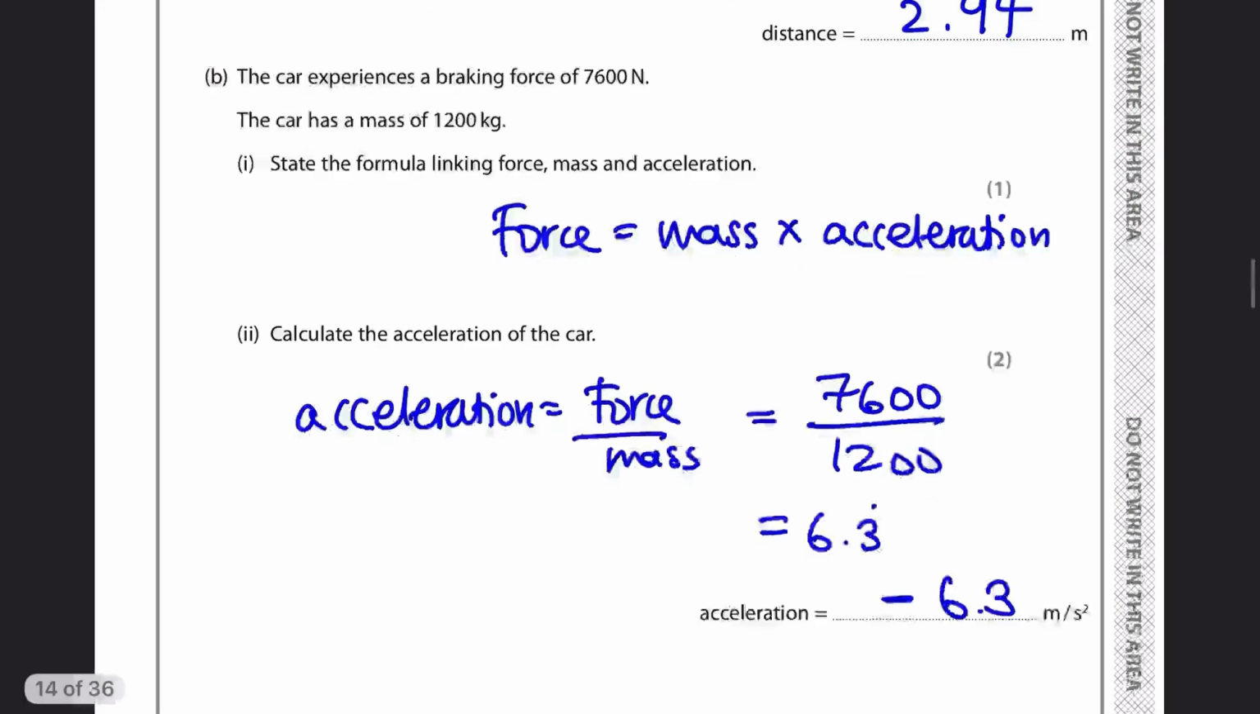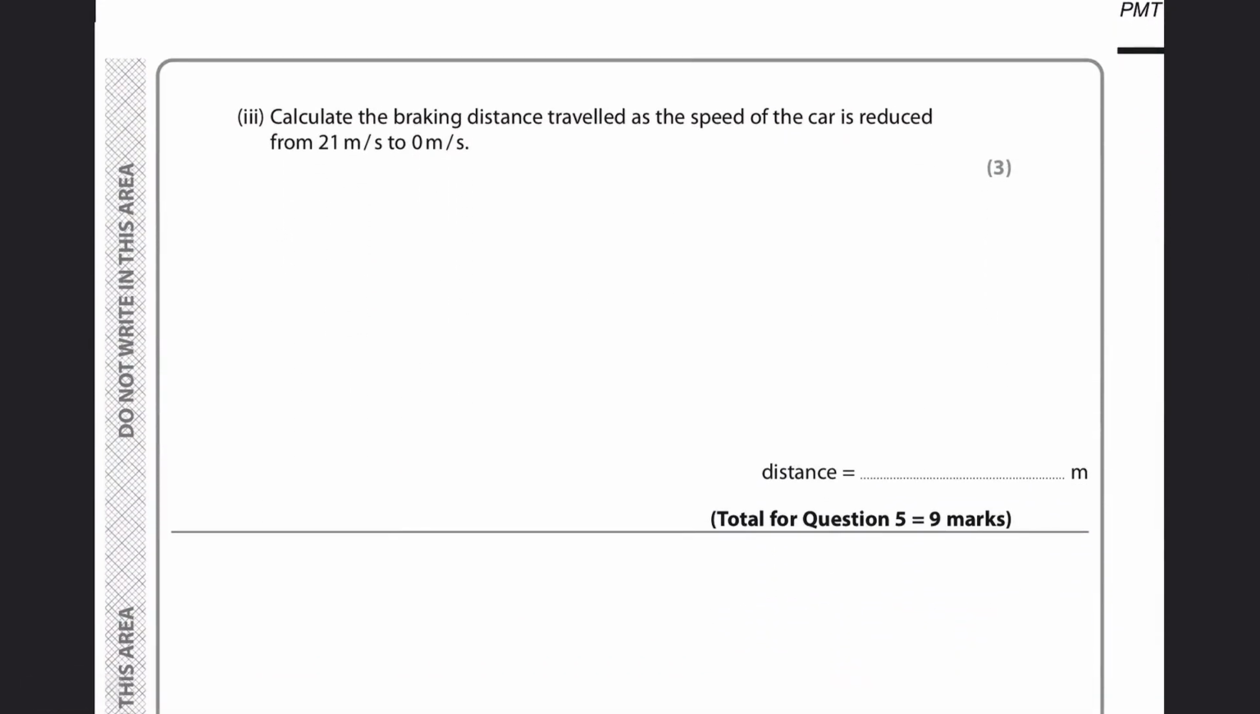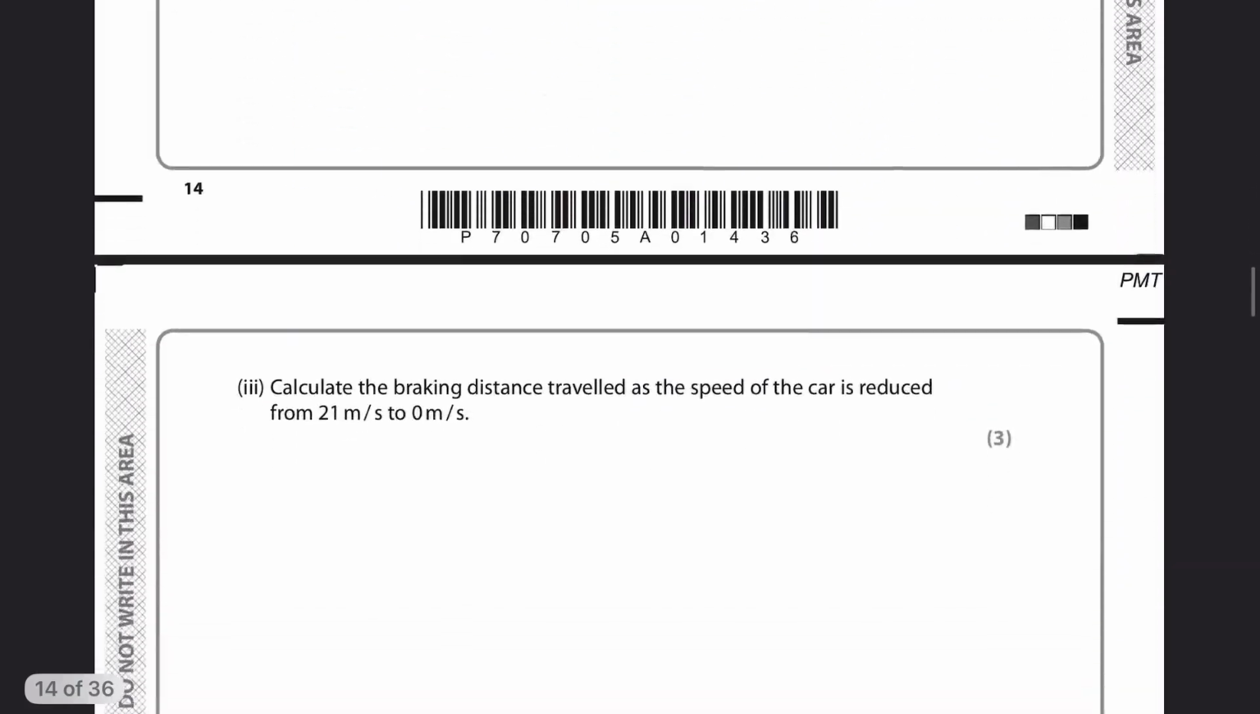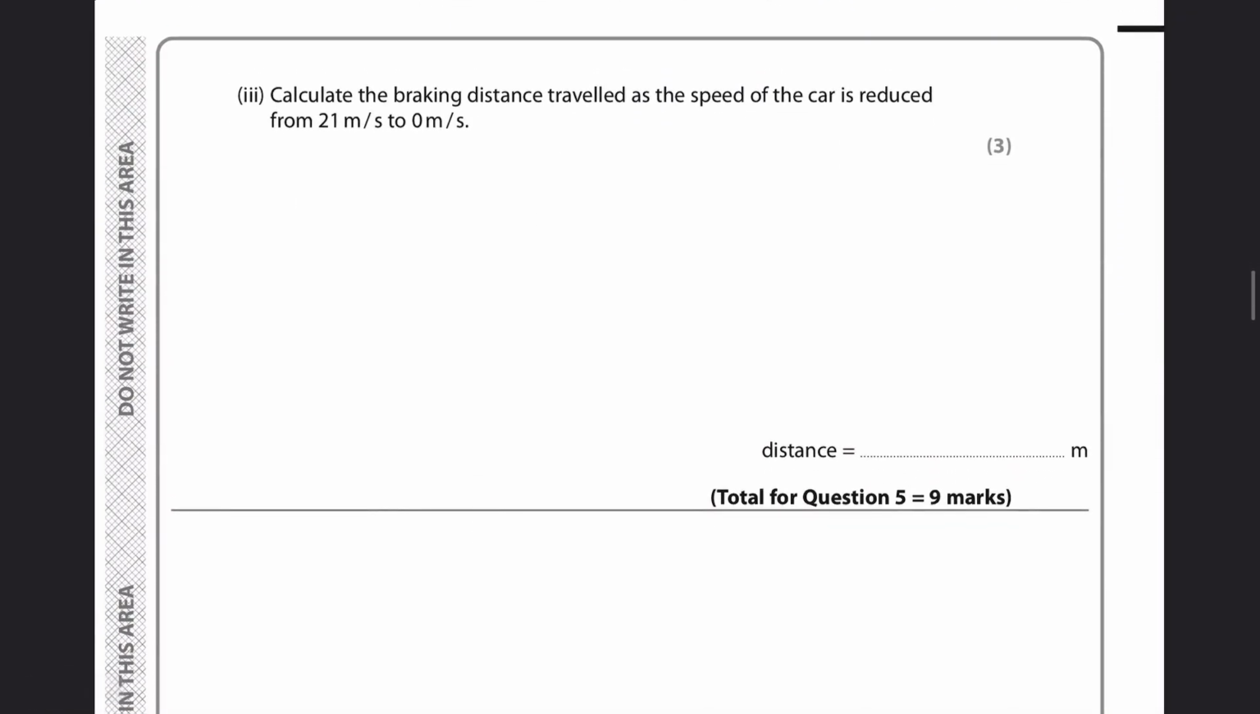That's important for the next part of the question, which is to calculate the braking distance traveled as the speed of the car is reduced from 21 meters per second to 0 meters per second. So again, those 4 steps, right? Write the equation, rearrange, check units, and then calculate. So what's my equation here? It's not like the previous parts of the question where they wrote the equation for you. So in this case, you have to figure out the equation. So how do you figure it out? You look at what you have. You have distance, and then you have speed. And actually, there are 2 speeds here. There's the 21 meters per second, which is just the initial speed. I hope that's ringing a bell for some of you guys. Initial speed. And then 0 meters per second, which is final speed.